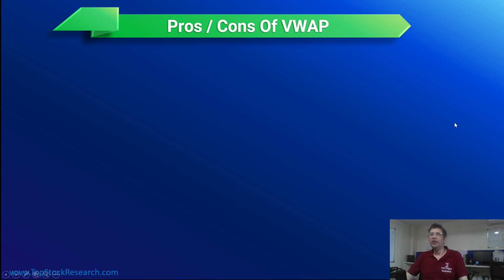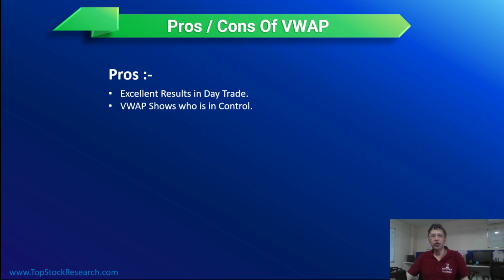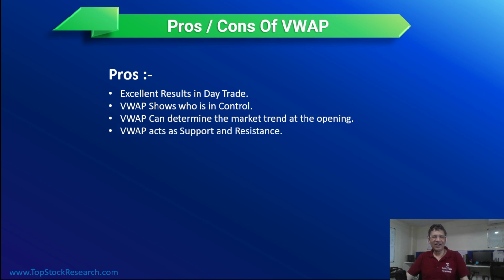Like for any other indicator, there are certain pros and cons. Let's discuss that as well. The pros: it gives excellent results. It's one of the best indicators for day trading, right? It shows who is in control, bulls or bears. It can help you determine what the market trend is at the opening. It can act as a good support and resistance, so you can use this as an additional support and resistance level for your stop losses. It's very popular in algo trading.